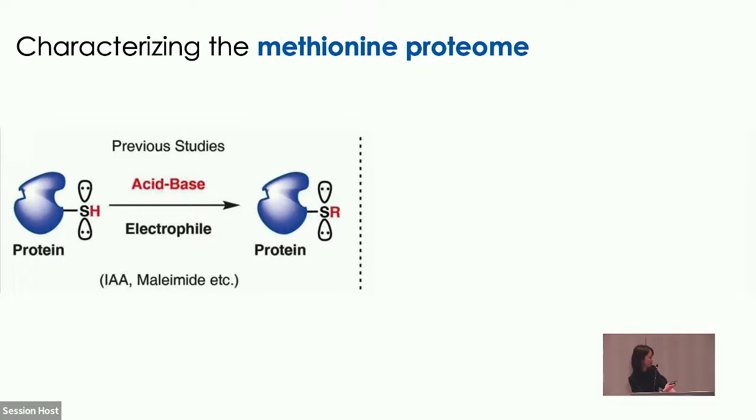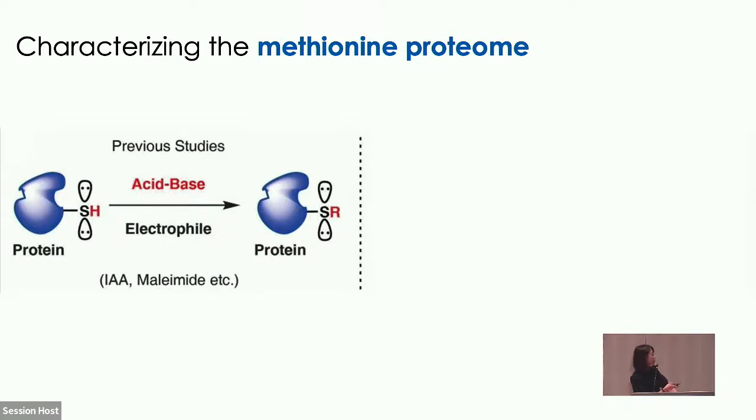So conventionally, if you're familiar with cysteine reactivity proteomics, the approach that one would take is an acid-based approach using electrophiles like iodoacetamide and maleimide, which would alkylate free thiols in the cysteines. This gives rise to the formation of a derivative which we can measure quantitatively by mass spectrometry. This method, unfortunately, would not be suitable for methionine because methionine is a much weaker nucleophile than cysteine.